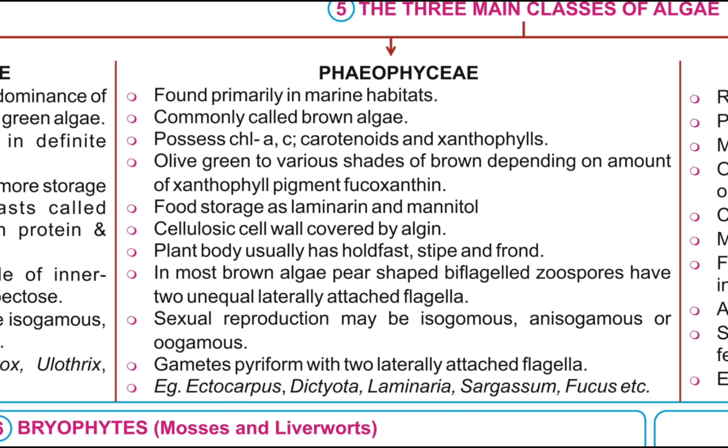Phaeophyceae, found primarily in marine habitats, commonly called brown algae, possess chlorophyll a, c, carotenoids and xanthophylls. Olive green to various shades of brown depending on the amount of the xanthophyll pigment fucoxanthin. Food is stored as laminarin and mannitol. Cellulosic cell wall covered by algin. Plant body usually has holdfast, stipe and frond. In most brown algae, pear-shaped biflagellated zoospores have two unequal laterally attached flagella. Sexual reproduction may be isogamous, anisogamous or oogamous. Gametes are pyriform with two laterally attached flagella. Examples: Ectocarpus, Dictyota, Laminaria, Sargassum, Fucus, etc.